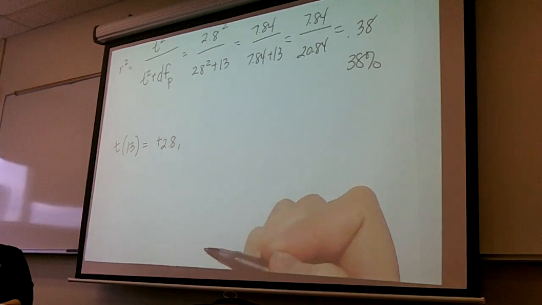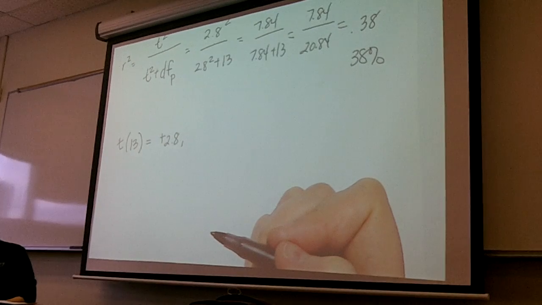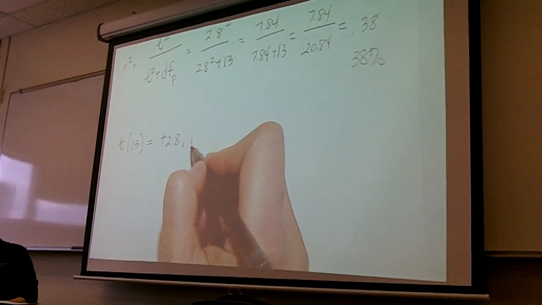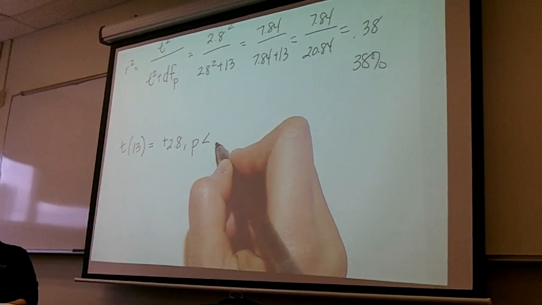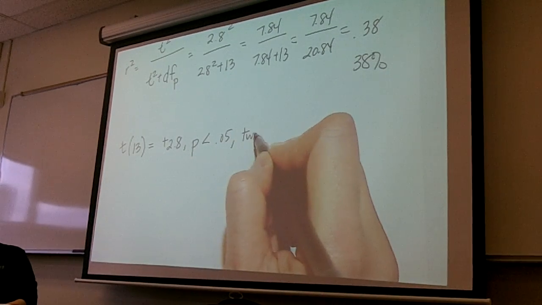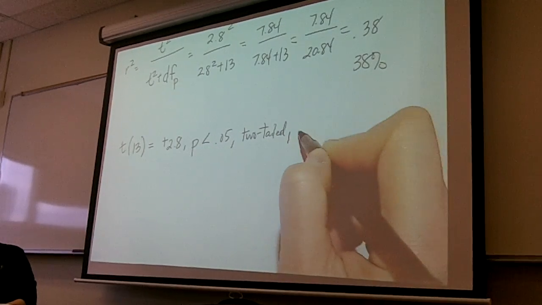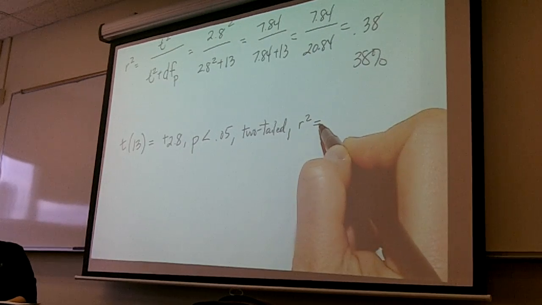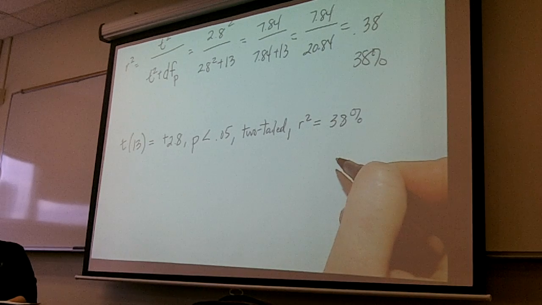Okay? So, positive 2.8, comma, P less than 0.05, comma, two-tailed, comma, R squared equals 38%. 38%. Okay, good.